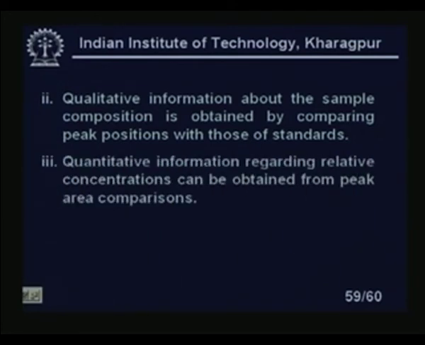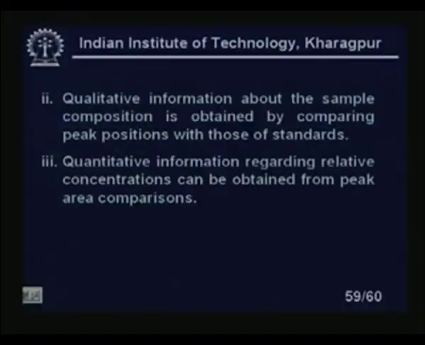Quantitative information regarding the relative concentrations, this is most important. We are measuring relative concentrations in gas chromatography, because we are not measuring absolute values, we are making a relative comparison. Otherwise we cannot measure it, because we need the injections and it is only 10 microliter, that is the best. The smaller the sample, the better the detection. Quantitative information regarding the relative concentration can be obtained from the peak area comparison.